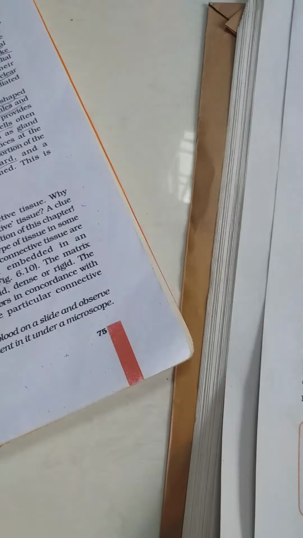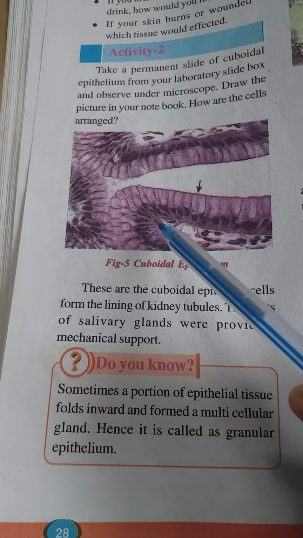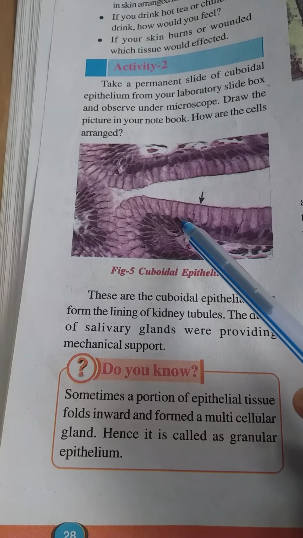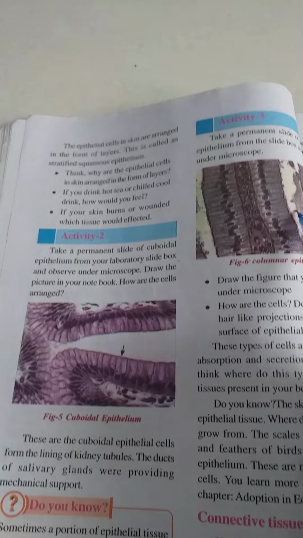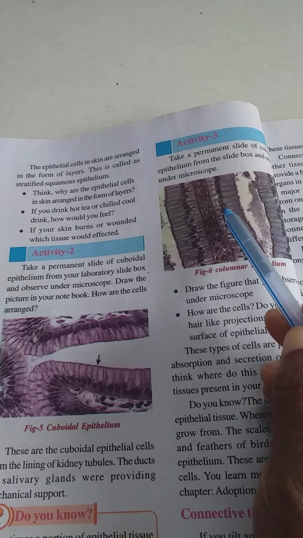Okay. So this one is cuboidal epithelium. See, the cells are arranged. The cells are cube shaped. This is columnar. It is like a pillar.